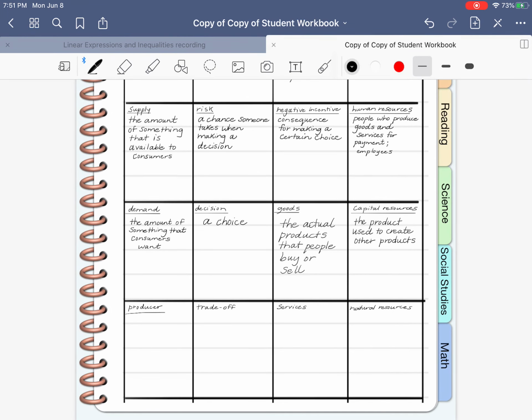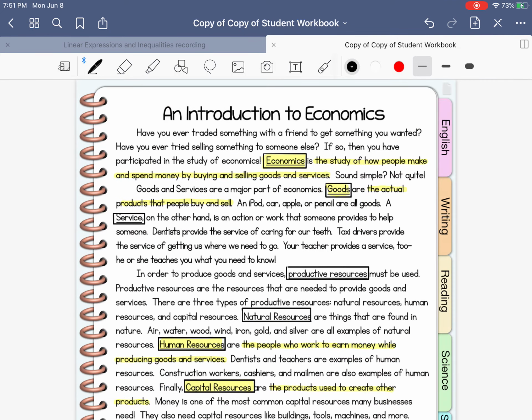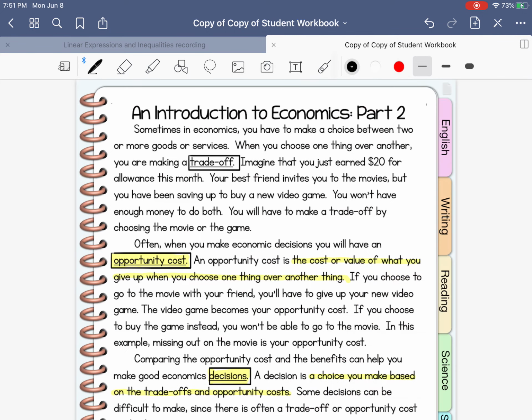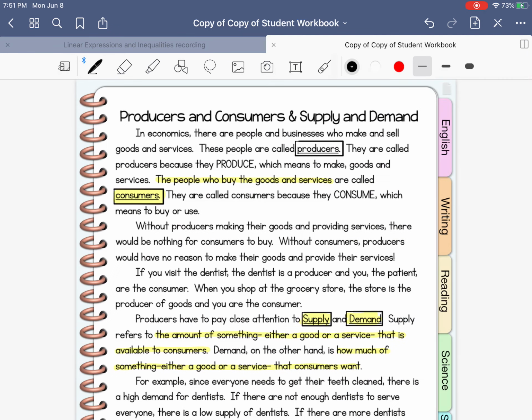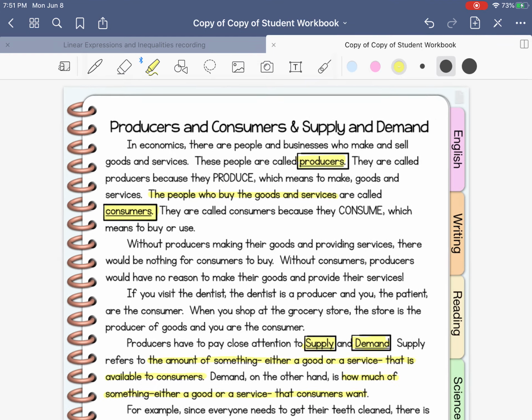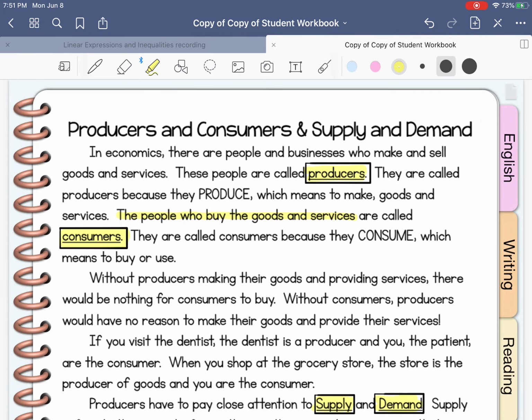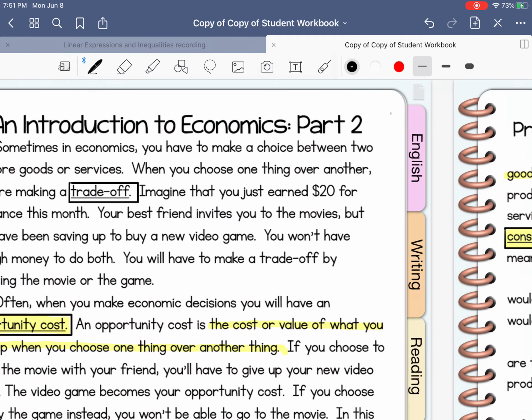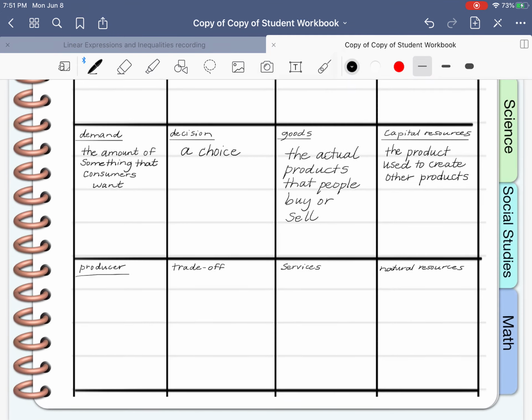A producer. This is not a music producer, although you could, I guess, use that analogy. Let's see what the definition is and we'll decide. It says these people are called producers. So we need to back up and see who these people are. In economics, there are people and businesses who make and sell goods and services. So producers are the creators.